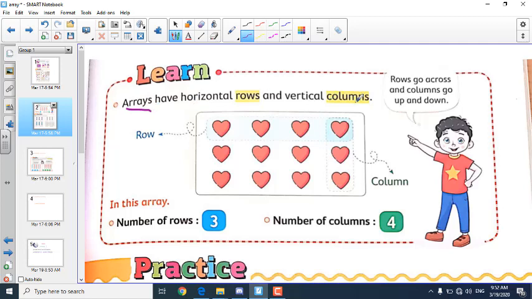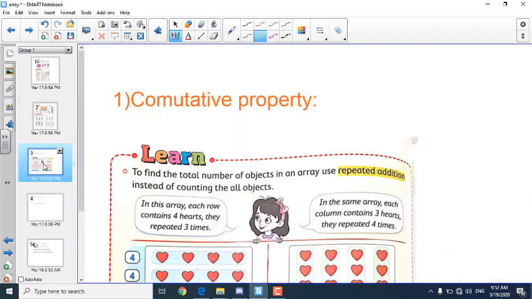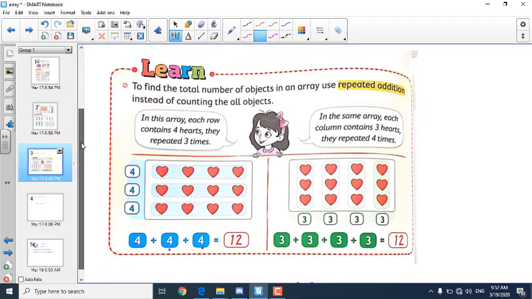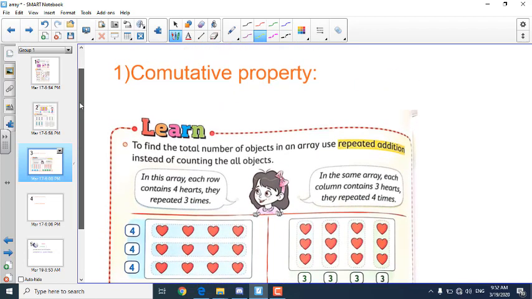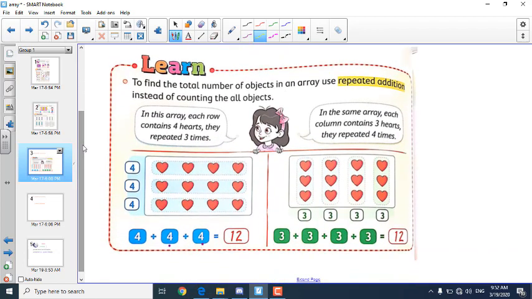Let's count how many rows here and how many columns. 1 row, 2, 3 rows. I have 3 rows. And how many columns? 1, 2, 3, 4 columns. Okay. The first property of multiplication is commutative property. Let's learn the commutative property.